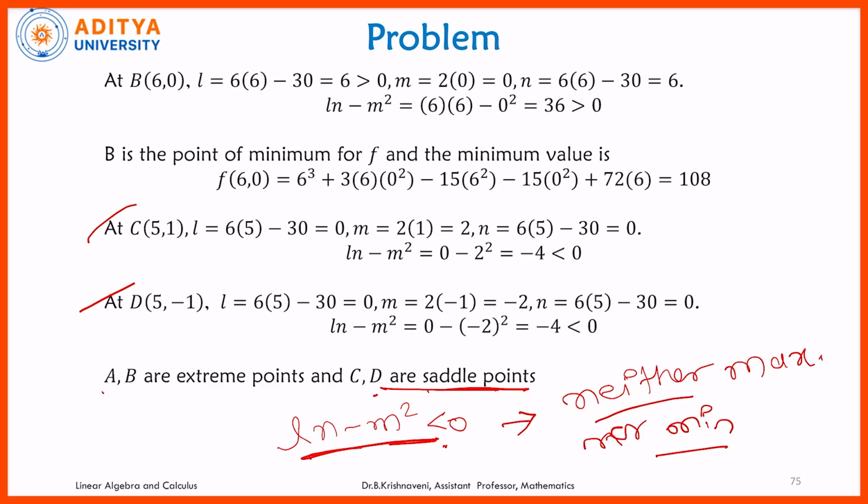For the remaining 2 points, A and B, at A we are getting the maximum value and at B we are getting the minimum value of the function, hence we call those points extreme points. Extreme points are nothing but the points at which the function has maximum or minimum values.